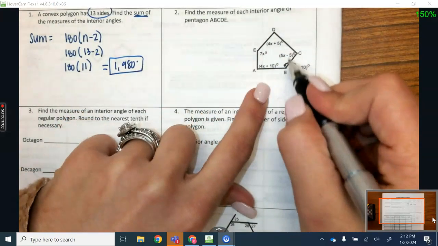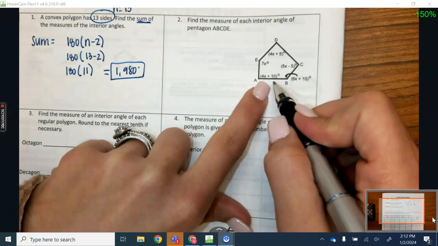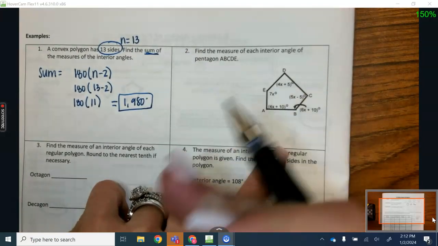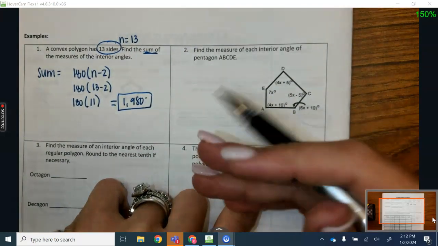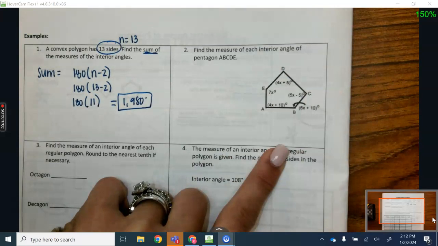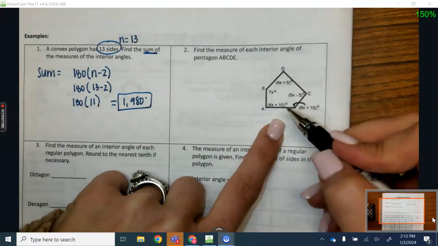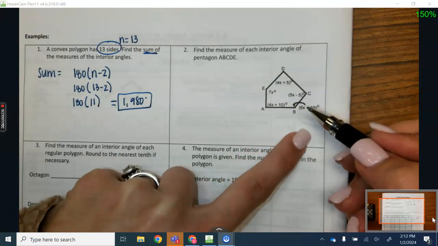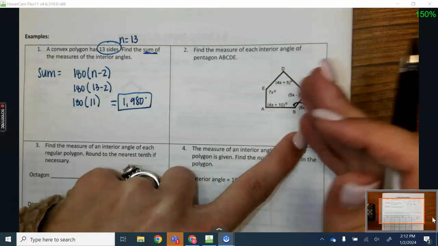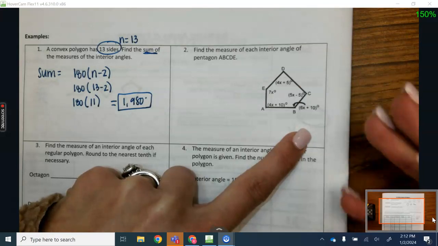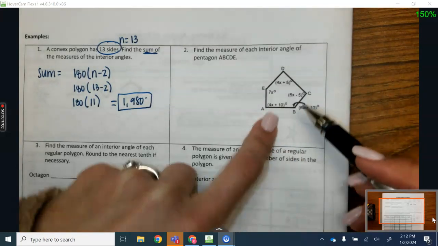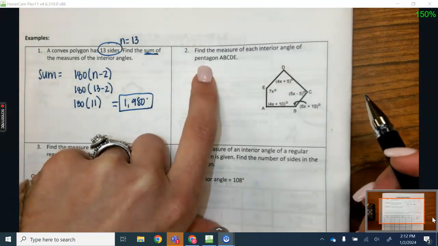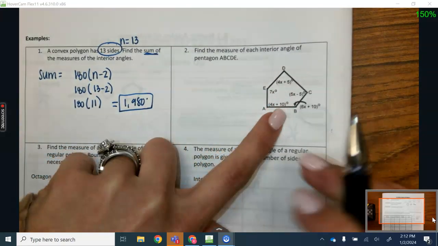Clearly, these all have different measures, right? 4x plus 10 is not the same as 7x or not the same as 4x plus 5, okay? X has to be just whatever x is equal to, right? X does not change. So the way I know that these are all different angles is because they have all different expressions, okay? It could come out to be something of the same, but we will always clarify in the question of regular pentagon ABCDE, but this is not regular.